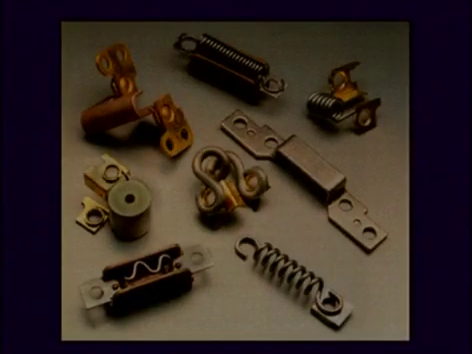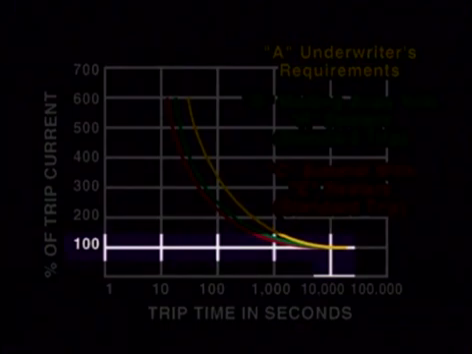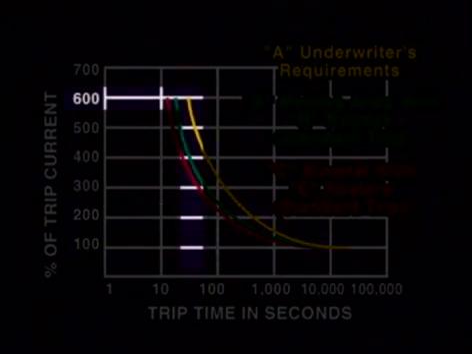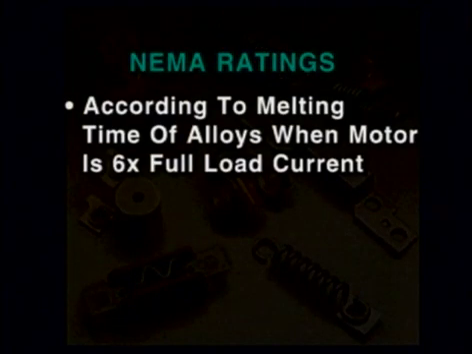The standard tripping curves of heater elements are specified at an ambient temperature of 40 degrees Celsius to correspond with the temperature at which most motors are specified for ambient conditions. Underwriter's Laboratory requires, at a temperature of 40 degrees, that an overload relay trip in 4 hours of operation at 100% the trip current, in 8 minutes at 200%, and in 30 seconds at 600%. Heater elements are rated by NEMA according to the amount of time it would take to melt the alloy when the motor is drawing 6 times the full load current.